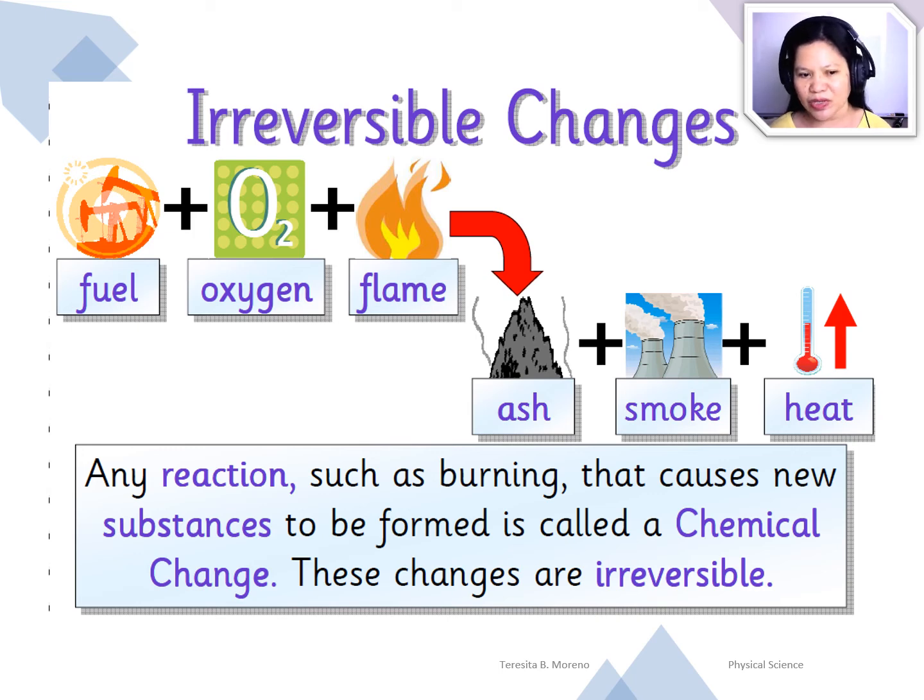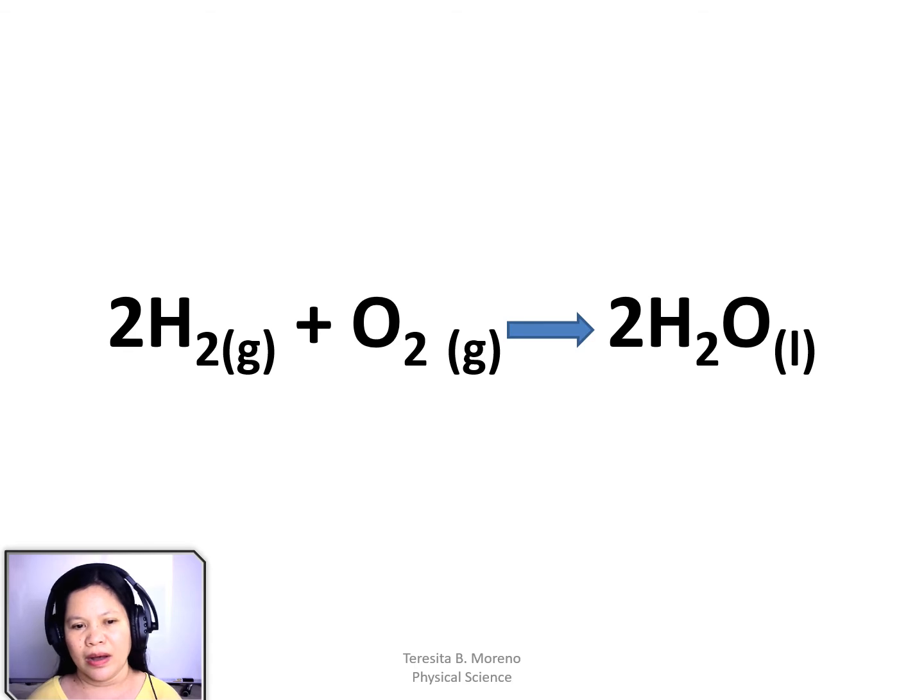In a reaction such as burning that causes two substances to form is called a chemical change, and these changes are irreversible. Look at this example. Do you think this equation is reversible? You have two molecules of hydrogen and oxygen gas that would yield two molecules of water. So all of them are in gaseous state.